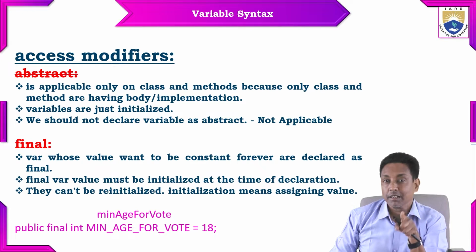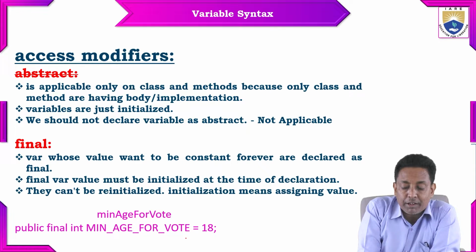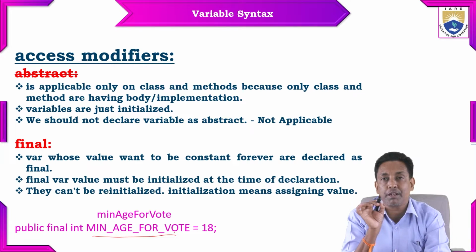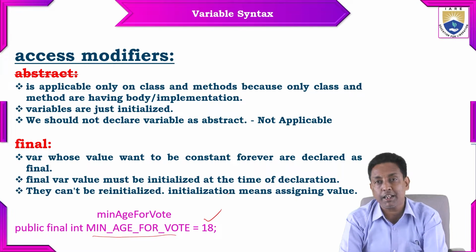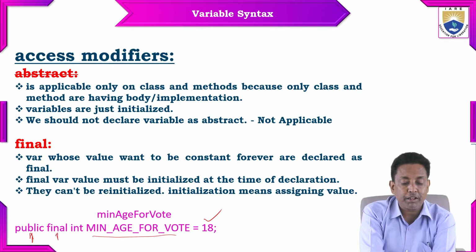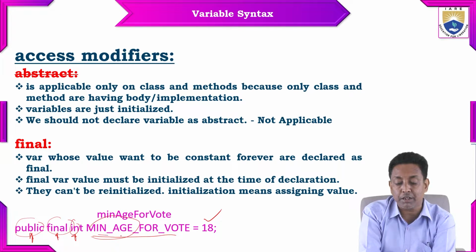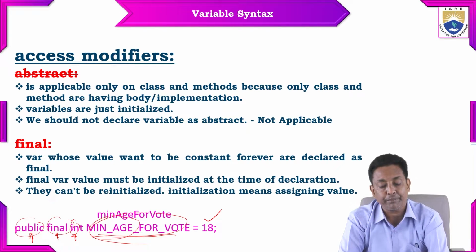They can't be reinitialized. Reinitializing means reassigning the value. That you cannot do. Here, I am declaring one example of a final variable. To declare a final variable, this is my final variable: minimum age for vote. Minimum age for voting is 18 years. It is declared as public final int, where public is the access specifier, final is the modifier, int is the data type, MIN_AGE_FOR_VOTE is the variable name, and that is 18.